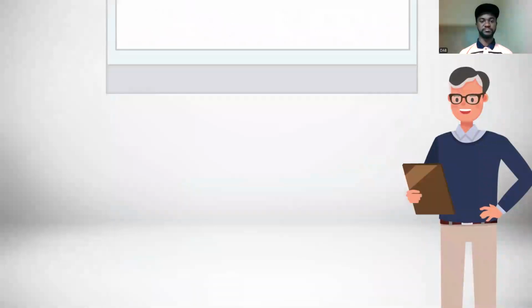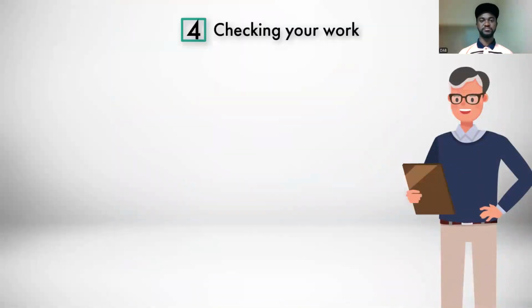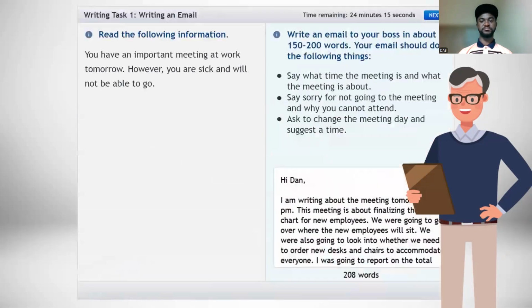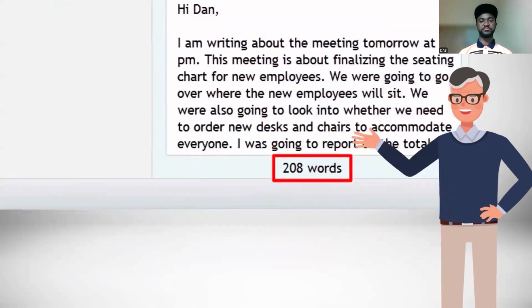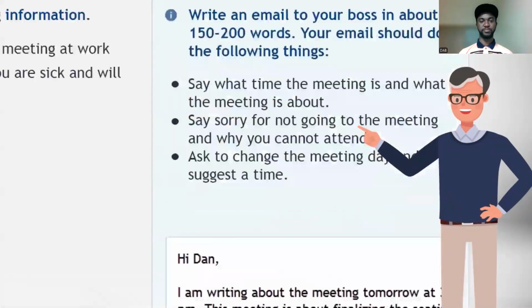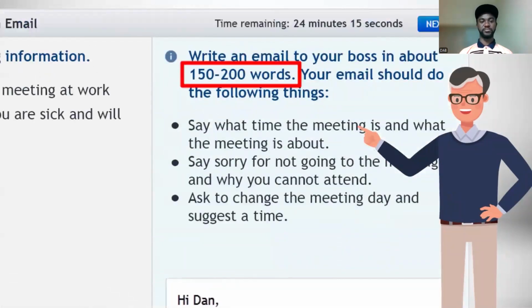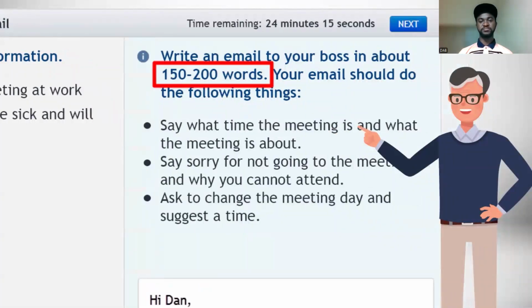The last thing I will do is spend 2 to 3 minutes checking over my work to see if I have made any small errors or if there's something that I can do to improve my response. Now I see that my total word count is 208. The instructions say I should write about 150 to 200 words, so that's okay, just a little over.